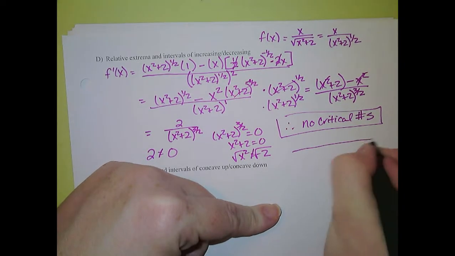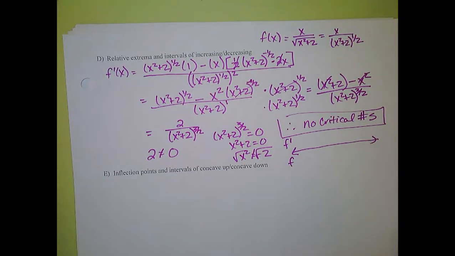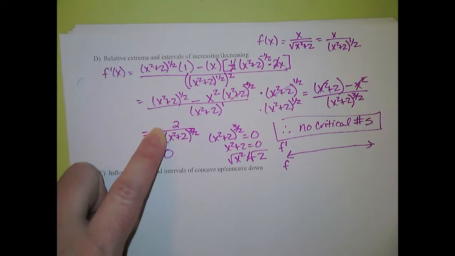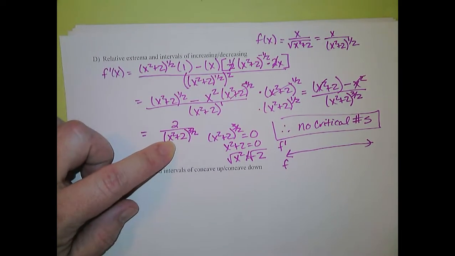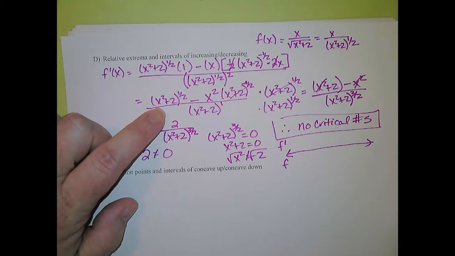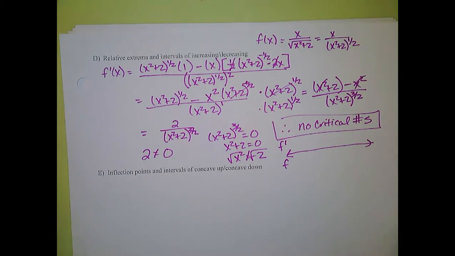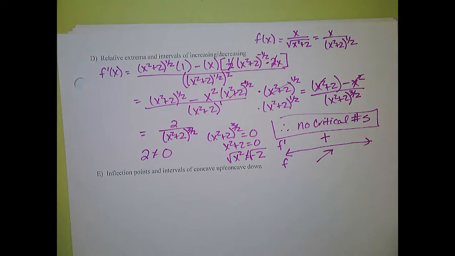If we look at a number line and we want to compare the derivative of f to f, there's nowhere where the first derivative is going to change sign. So it's either positive or negative, which makes sense if we go back to our first derivative. 2 is always going to be a positive value. X squared is always going to be 0 or a positive value. So if I take 0 or a positive number and add 2, it's always going to be positive as well. So I have a positive divided by a positive, regardless of what x is.